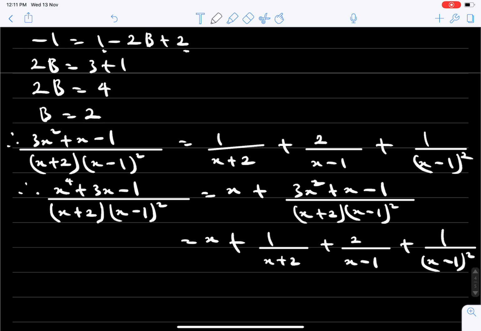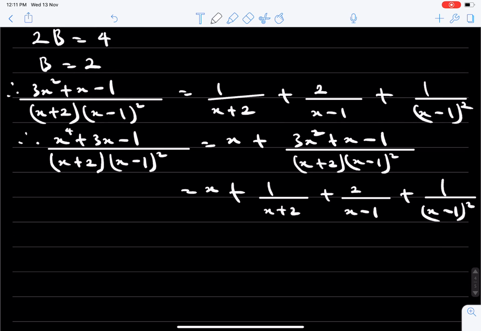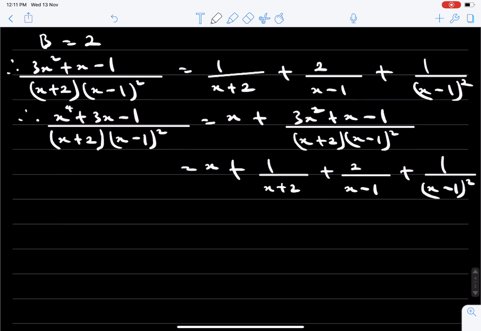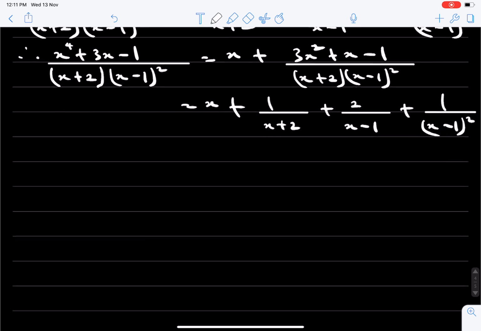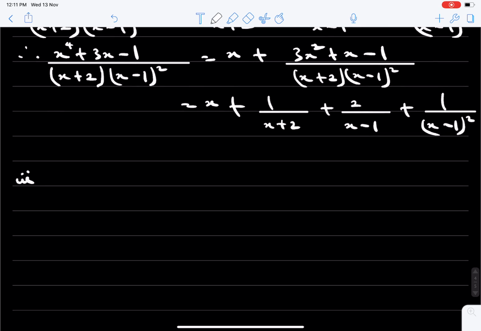So when you divide the numerator by the denominator, you're going to get a quotient, which is going to be a very simple algebraic expression, and a proper fraction. Then you resolve that proper fraction into partial fractions and add it to the quotient, which gives the partial fractions into which the original compound fraction is resolved. So it's as simple as that. You only have to be very careful not to make mistakes finding the values of the constants when you are resolving into partial fractions.